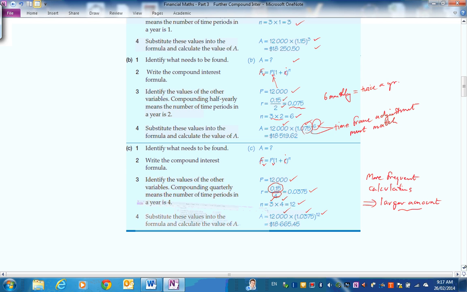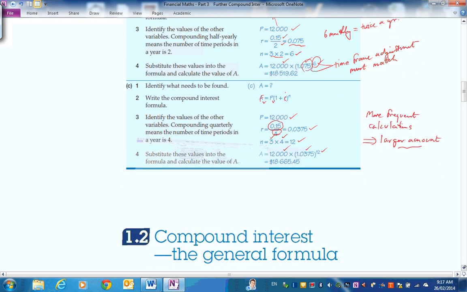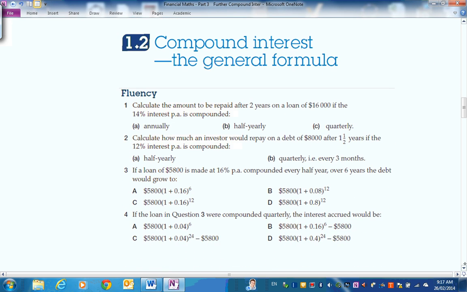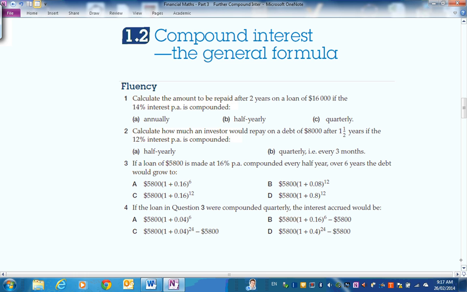Okay, might discuss that. Alright, let's have a look at another one. Here we have some problems. Okay, calculate amount to be repaid after 2 years on a loan of this if the 14% interest is compounded annually, half-yearly, quarterly. So that's the same as the one above. You just got to watch it here. Half-yearly, quarterly, so they're all different times or amount of time of calculation there.